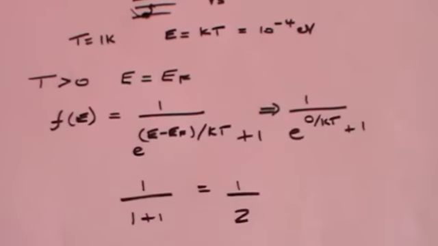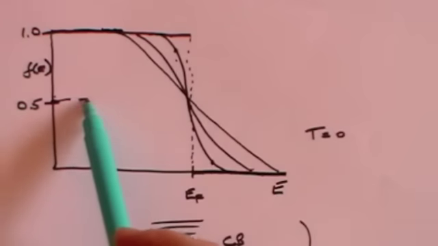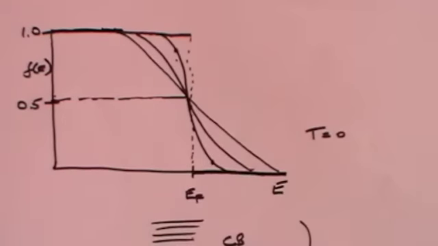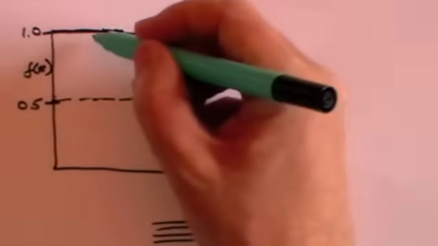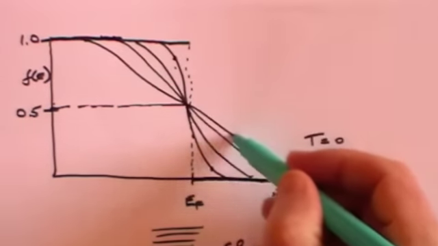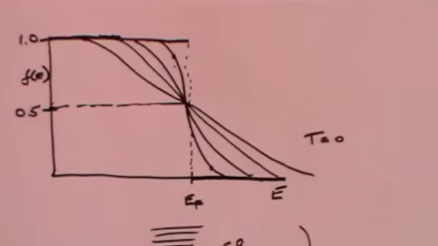So what we're showing there is that when the temperature is greater than 0, the probability that the Fermi level itself will be occupied is exactly 1/2, which is why when I drew this chart up here, I made sure that no matter what the curve does, at the Fermi level, it always has a value of 1/2. So effectively, these lines become symmetric. As the temperature goes up, you might get something that looks like this. But at the Fermi level, the probability will always be 1/2.